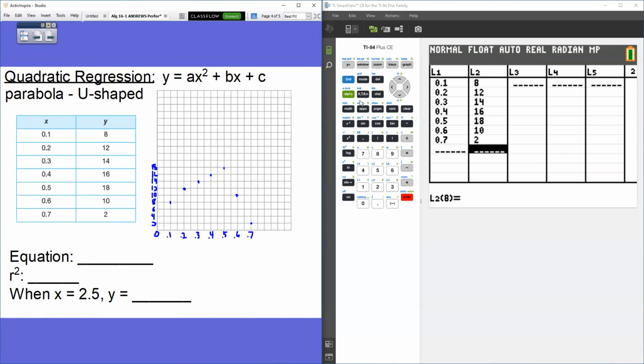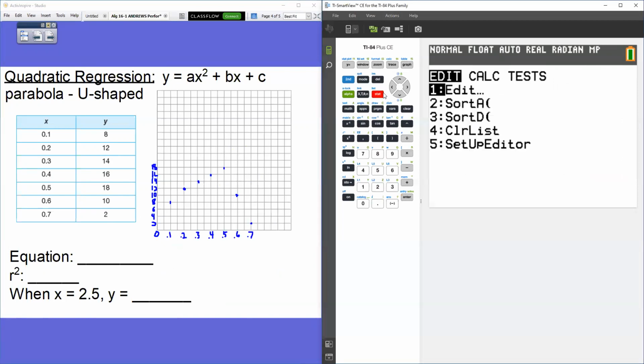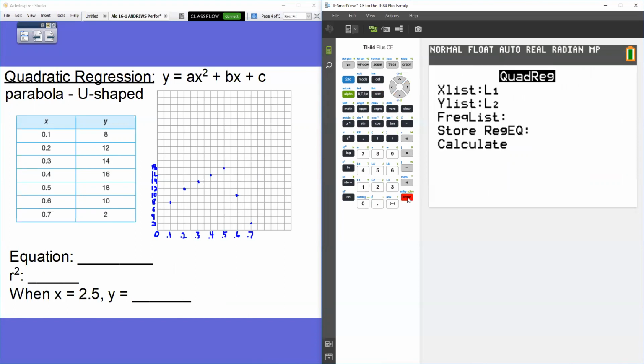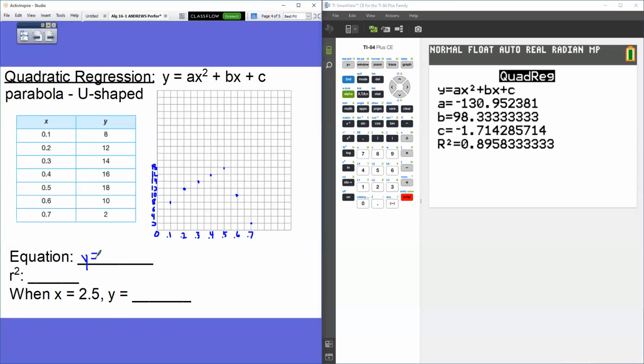So now that we have those points, now we need to come up with the equation. So stat calc, we want to do the quadratic regression, which is number 5. We want to use our L1 and L2, so we could just go down to calculate. And it gives us all the information that we want. So we have y equals. Again, our y values were whole numbers, so we're just going to round to the nearest whole number here. So we have negative 130.9. So that's going to be negative 131.